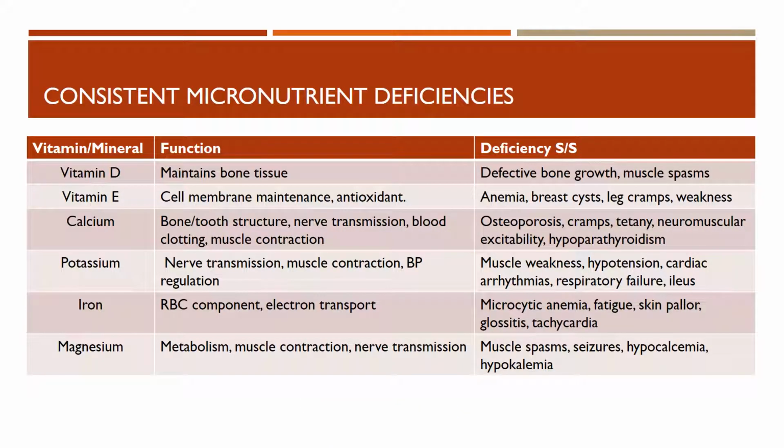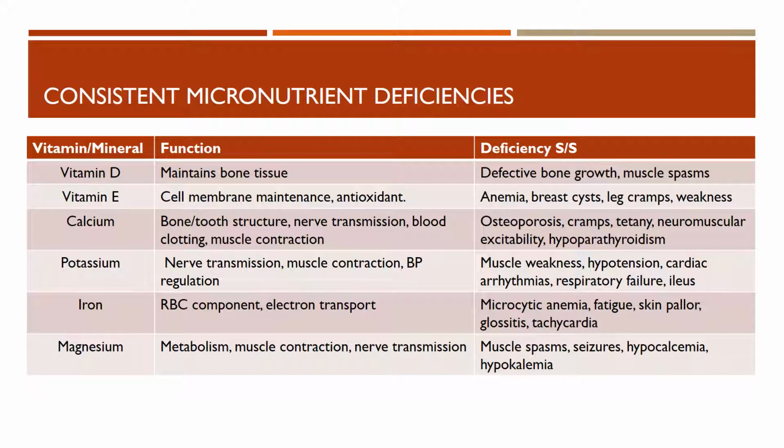So here are the consistent micronutrient deficiencies for all 4 of the blood type diets. They include vitamin D, vitamin E, calcium, potassium, iron, and magnesium. Now, all of these micronutrients are necessary for bone health, cell membrane health, nerve transmission, muscle contraction, muscle health, red blood cell health, and metabolism. And you can see that deficiency of these micronutrients can eventually lead to defective bone growth, anemia, leg cramps, weakness, neuromuscular excitability, hypotension, cardiac problems, muscle spasms, seizures, and hypokalemia.